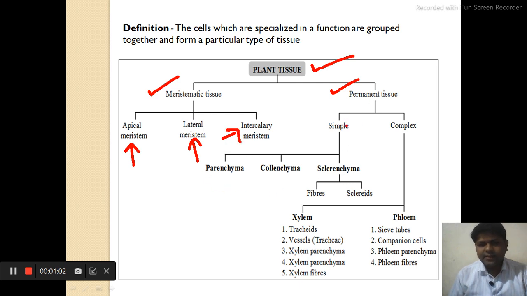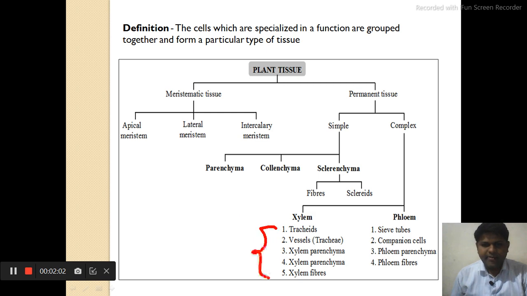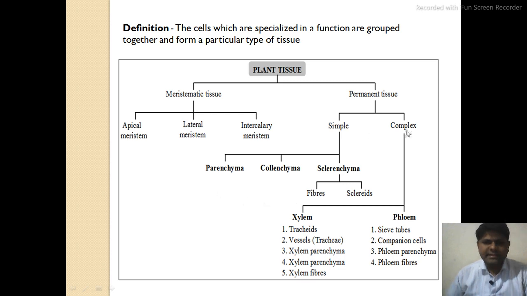The permanent tissue: when the meristematic tissue has developed fully and matured, after that it becomes permanent. It has two types: simple permanent tissue and complex permanent tissue. Simple permanent tissue has three types: parenchyma, collenchyma, and sclerenchyma. Complex tissue has two types, which you probably studied in previous classes: xylem and phloem. Xylem has four types, which we will discuss later, and phloem also has four types. So let us discuss the plant tissue.